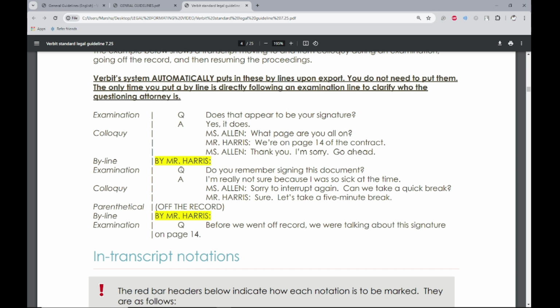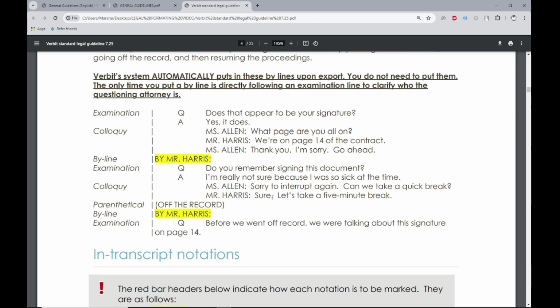But in some companies, we require you to put the byline only if there are maybe 3 or more interruptions. Just know that you're supposed to put the byline after every interruption, unless the company guidelines change.